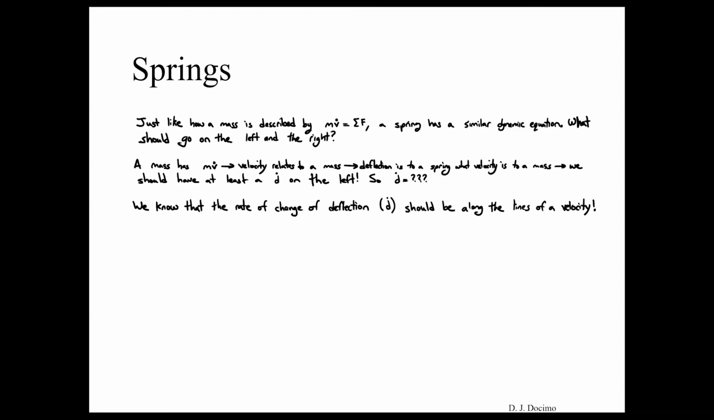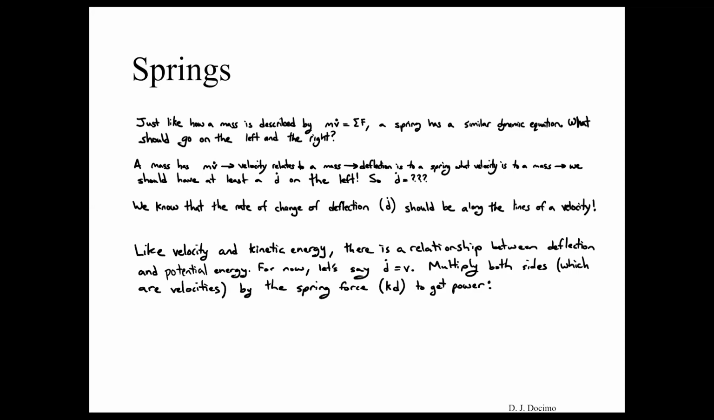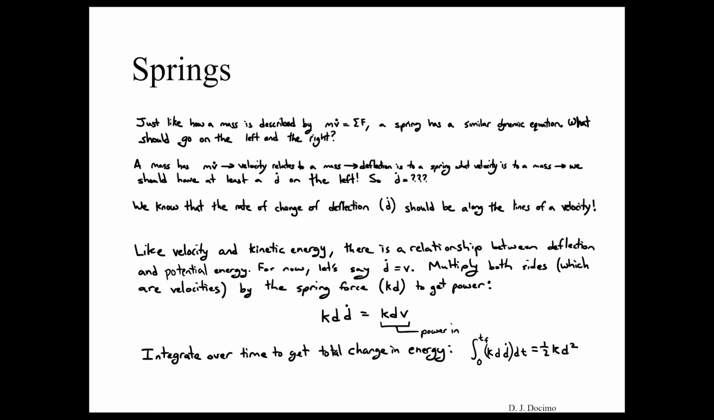We know that the rate of change of deflection, d dot, should be something that looks like velocity, because that's a rate of change of deflection. And like velocity and kinetic energy, there's a relationship between deflection and potential energy. So for now, let's say d dot is equal to v. If we multiply both sides, which are velocities now, by the spring force kd to get power, we end up with kd times d dot equal to k times d times v, which is our power in. If we integrate over time to get our total change of energy, we get 1/2 kd squared. And that is our potential energy, PE, for a linear spring.